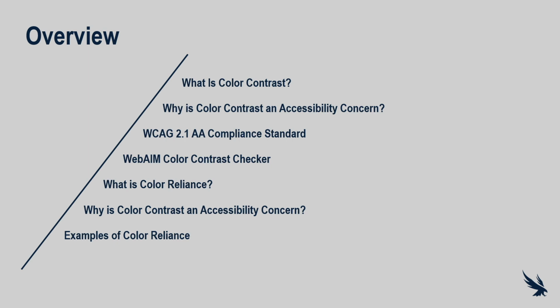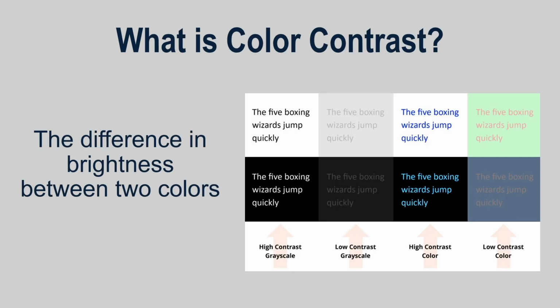To give you an overview of what we'll be talking about in this training, first we'll discuss what is color contrast. Then we'll talk about why is color contrast an accessibility concern. Then we'll talk about the WCAG 2.1 AA compliance standard. Then I'll show you the WebAIM color contrast checker. Next, we'll talk about what is color reliance and why is color reliance an accessibility concern. And then we'll talk about examples of color reliance. First, what is color contrast?